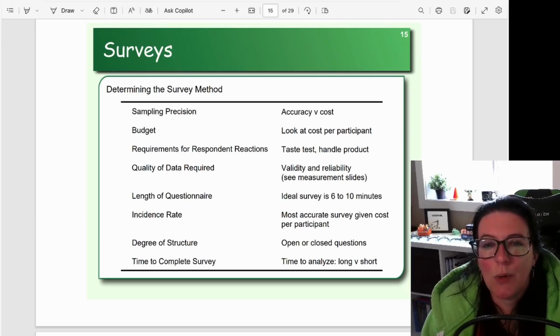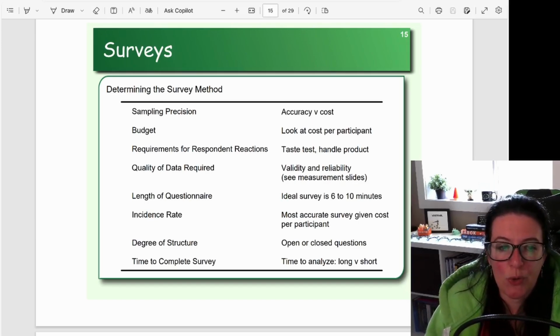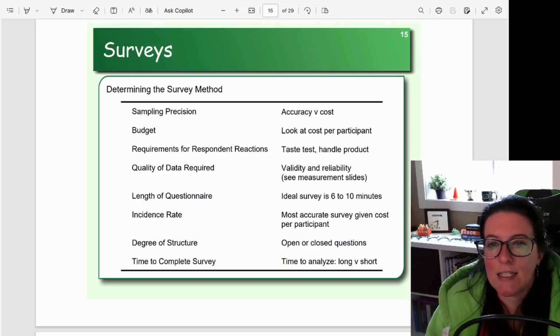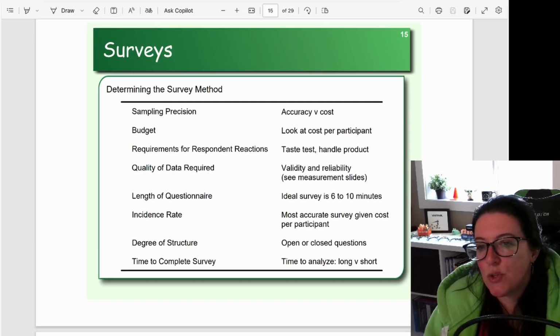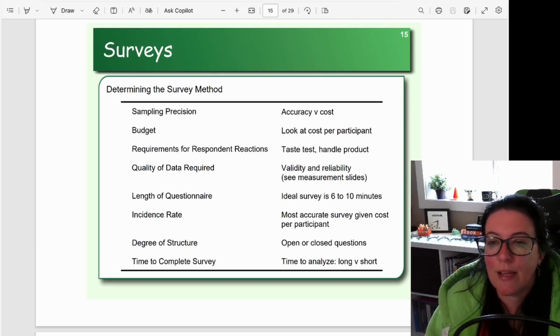How do you decide which survey method to use? Well, it's going to come down to some key considerations. So when we talk about sampling precision, we're looking at accuracy versus cost. The lowest cost is an online survey. The challenge with online surveys is you really don't know who is truly filling them out.